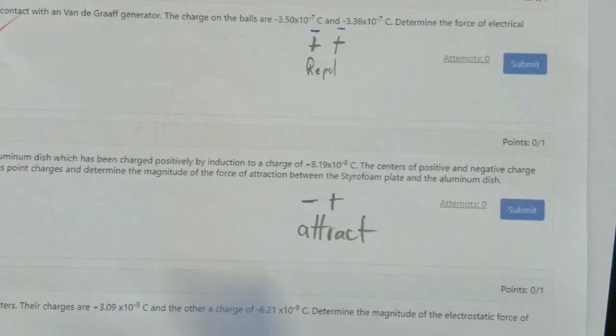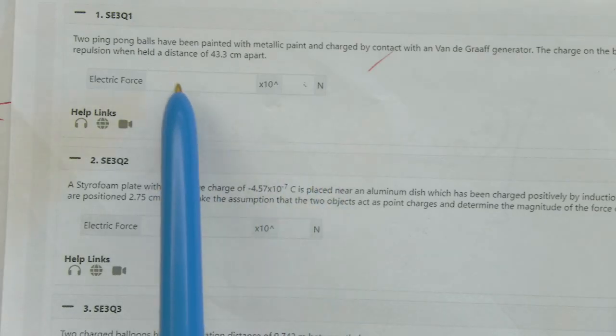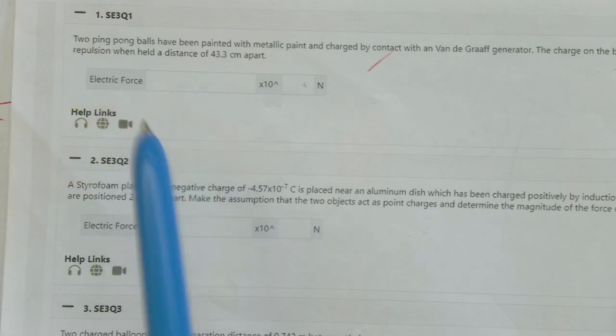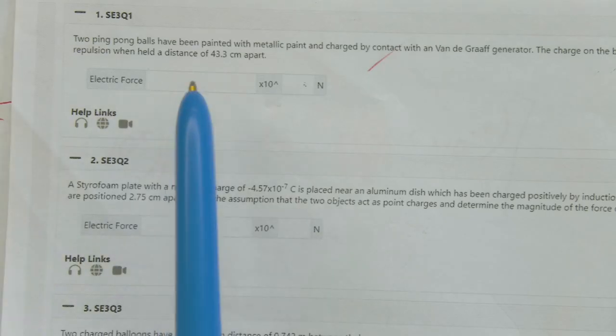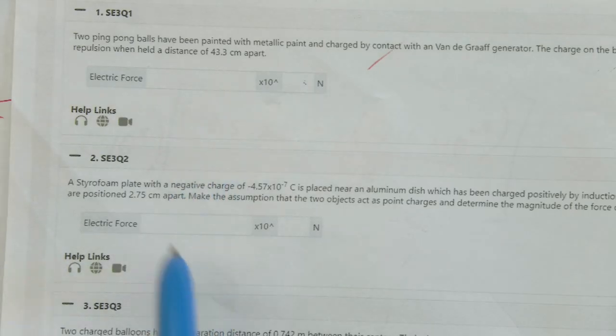And towards that end, Physics Classroom, even though this one technically would be a positive answer and this one would technically be a negative answer, is looking for a positive input on both of these. So you're basically just doing the absolute value.